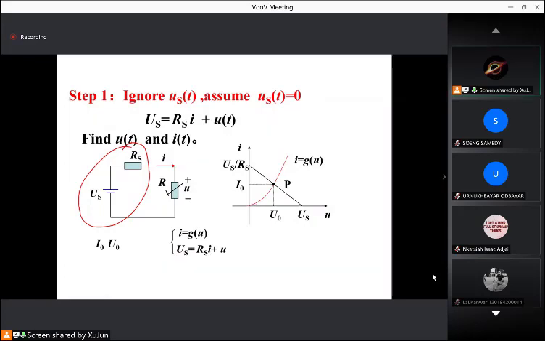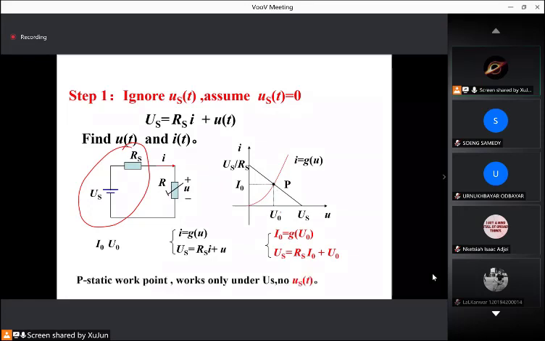I equal to G(U), US equal to RS times I plus U. This means the total function, so it will be US equal to RS multiplied by G(U) plus U. From the function, we can solve the voltage U and then find the current I. For this work point, we use U0, I0 to express it. We call it the static work point. It works only under the US, the DC source, no AC source.